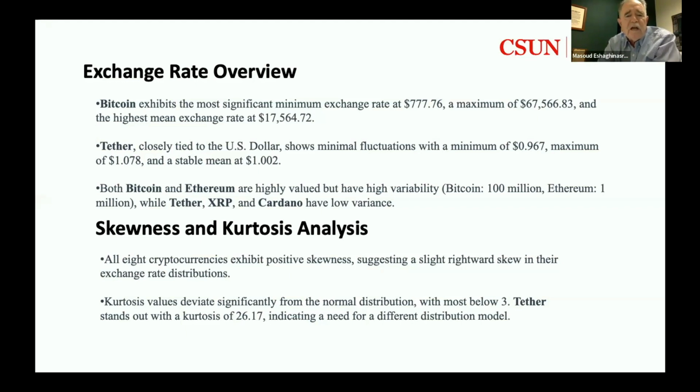And you can find kurtosis for the analysis of these 8 cryptocurrencies. You can see all are positive skewness and find different exchange distribution for each. For example, for Tether, you understand the kurtosis of this normal distribution, and you have to check every part.